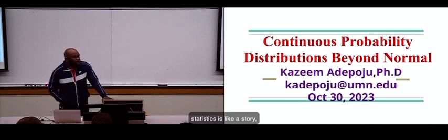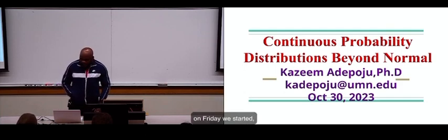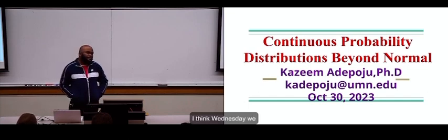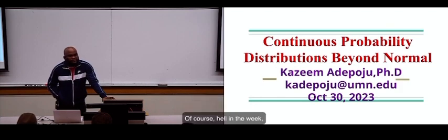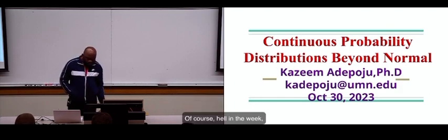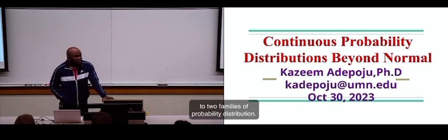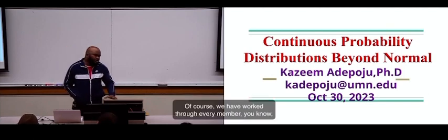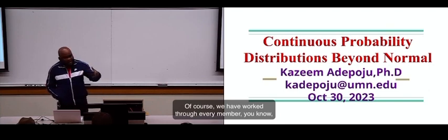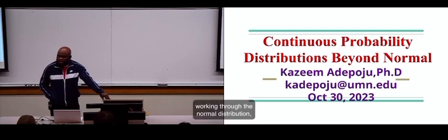statistics is like a story that goes on and on and on. I remember last week on Friday, we started, I think Wednesday, we started the family of continuous probability distribution. Of course, earlier in the week, I actually introduced you to two families of probability distribution. Okay, we got family for continuous, we got family for discrete. Of course, we have walked you through some selected members in the discrete family, and we started continuous family the other time. So I've walked you through the normal distribution.